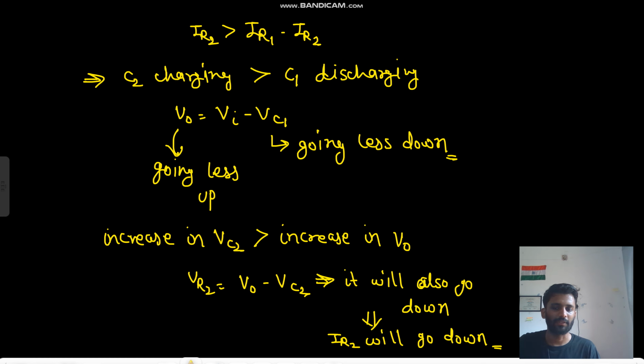So did you understand this concept? Your V0 is going up and VC2 is also going up. So V0 is going lesser up and VC2 is going more up. So if VC2 is going more up, then your VR2 is going down only. Okay. So your IR2 is going down.